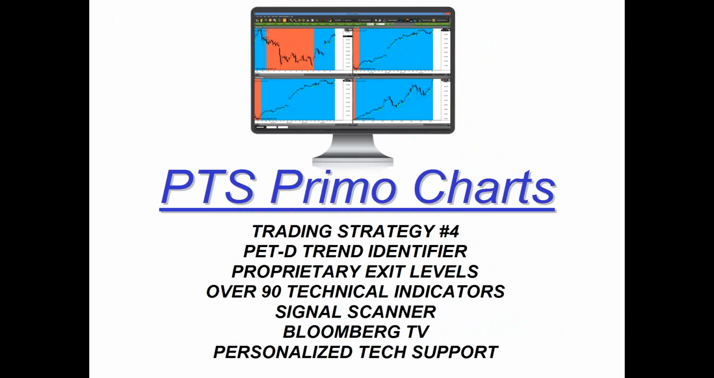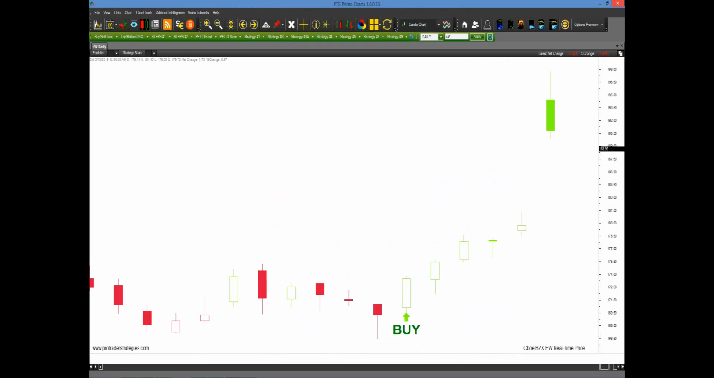For example, you're going to get our proprietary exit levels, okay? These are automatic exit levels that are automatically generated with our strategies. For example, let's look at this chart here in EW. This was a dynamic duo setup that was generated. You can see it closed in the top 25%. It's above the 50-period moving average. You can't see it right here, but we wouldn't generate it unless it was. And the PET D colored it green.